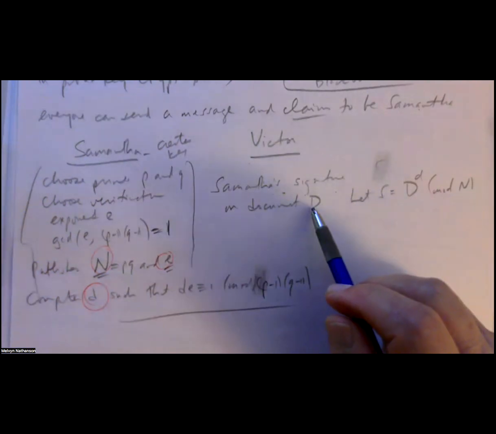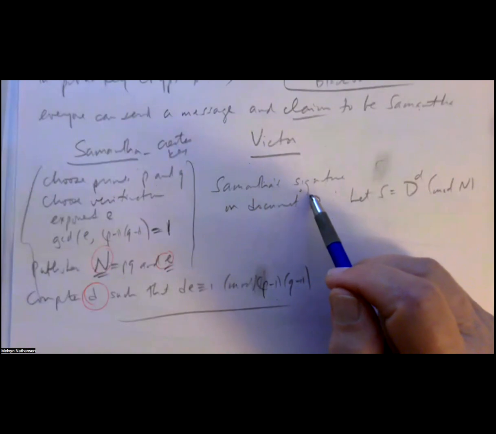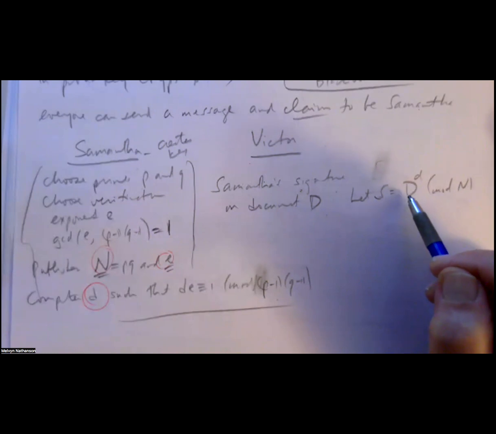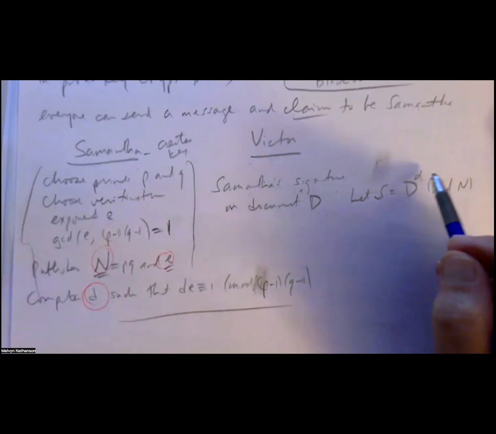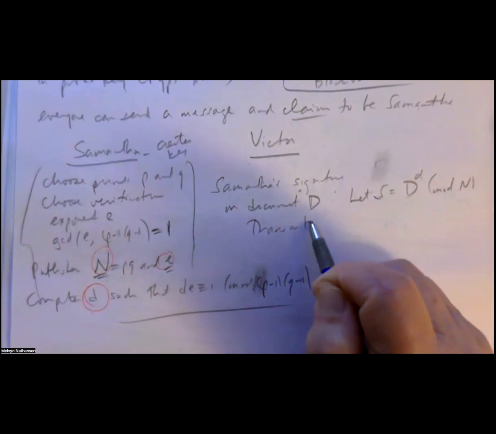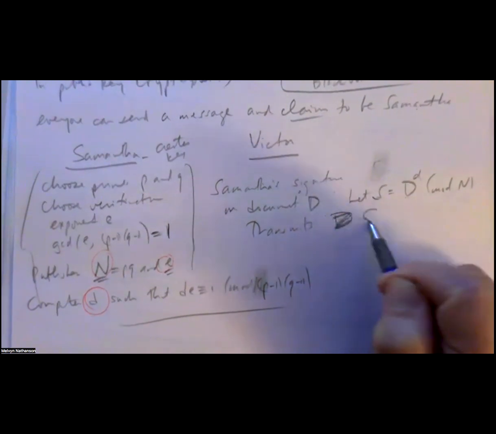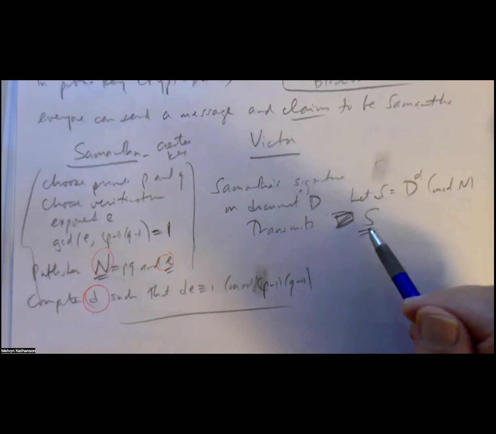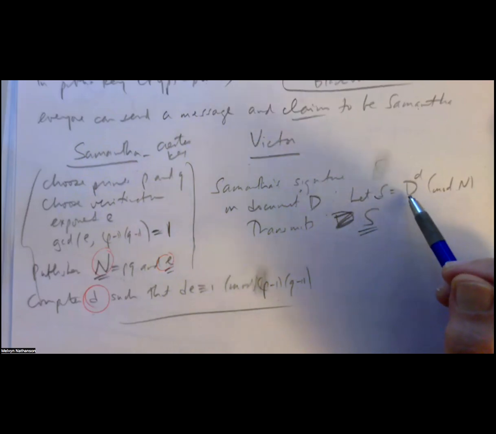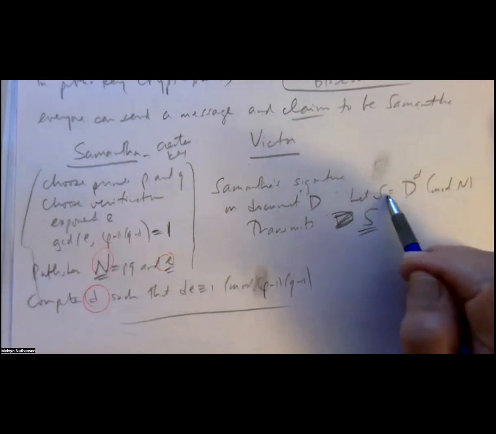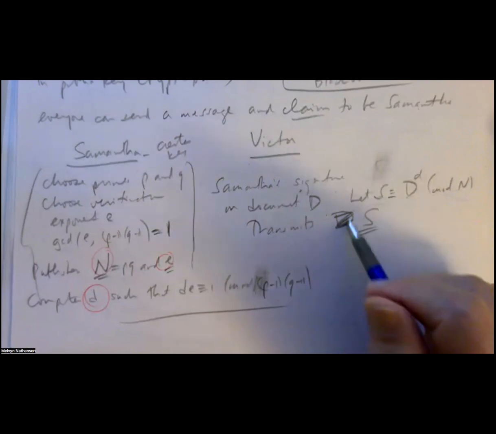So she has a document, and she wants it signed. And the way she signs it is she raises the document to the power D mod N. And she transmits this number S. Now, how does she get S? She gets S by raising the document she wants to sign to the power D mod capital N. And she transmits this S.